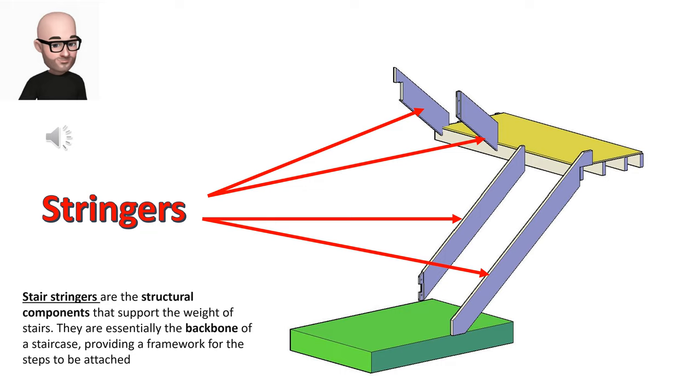The first part we need to look at are the stair stringers. Stair stringers are the structural components that support the weight of the stairs. They are essentially the backbone of a staircase, providing a framework for the steps to be attached to.